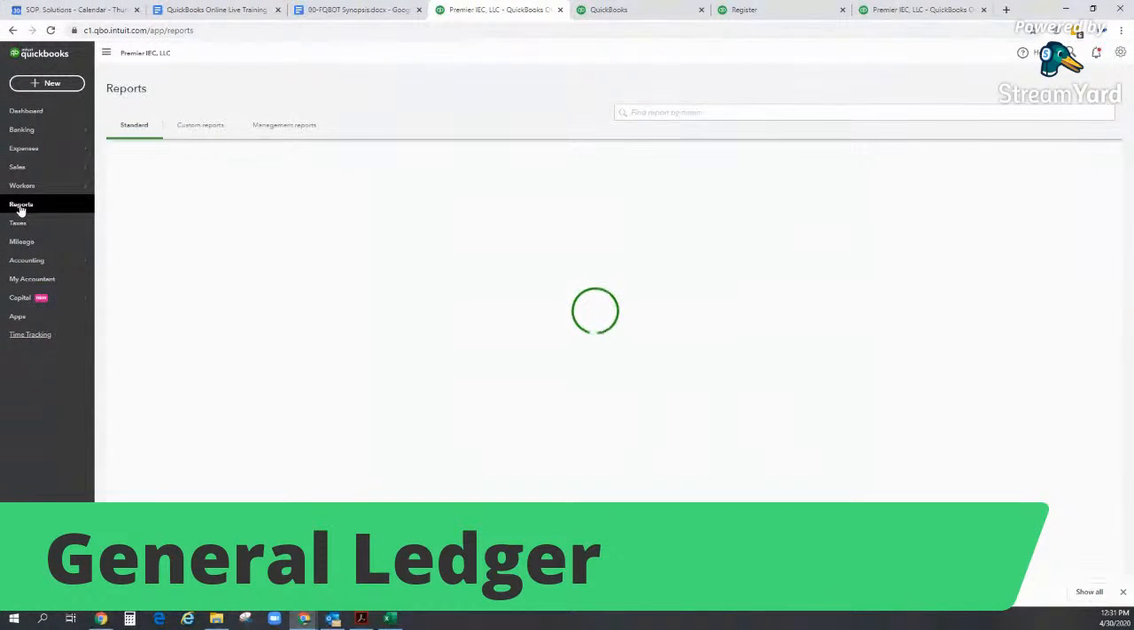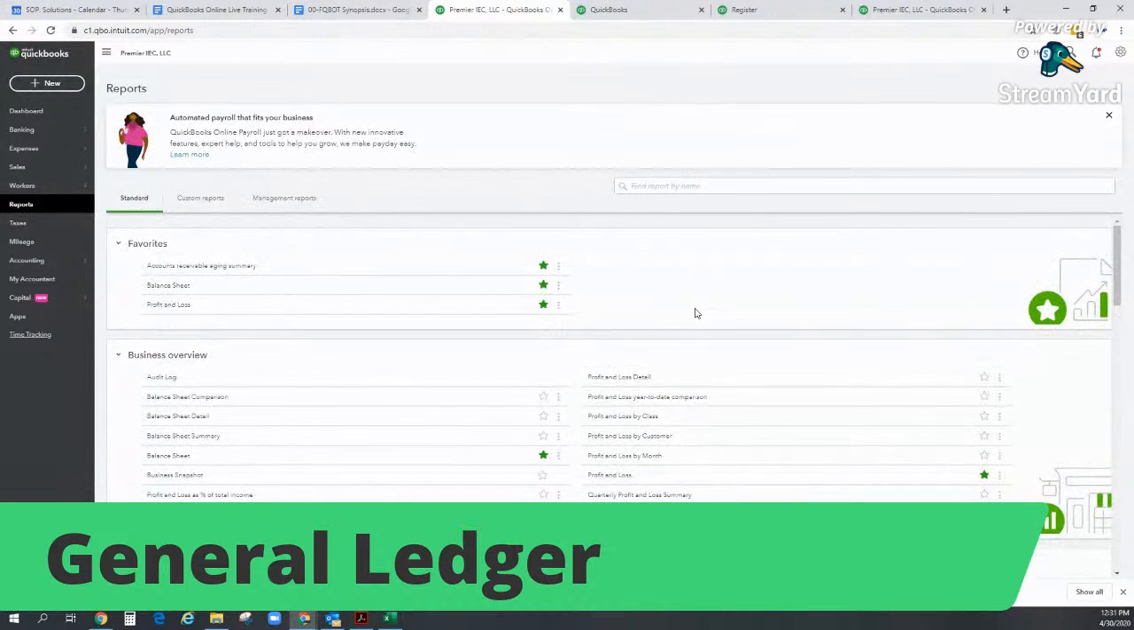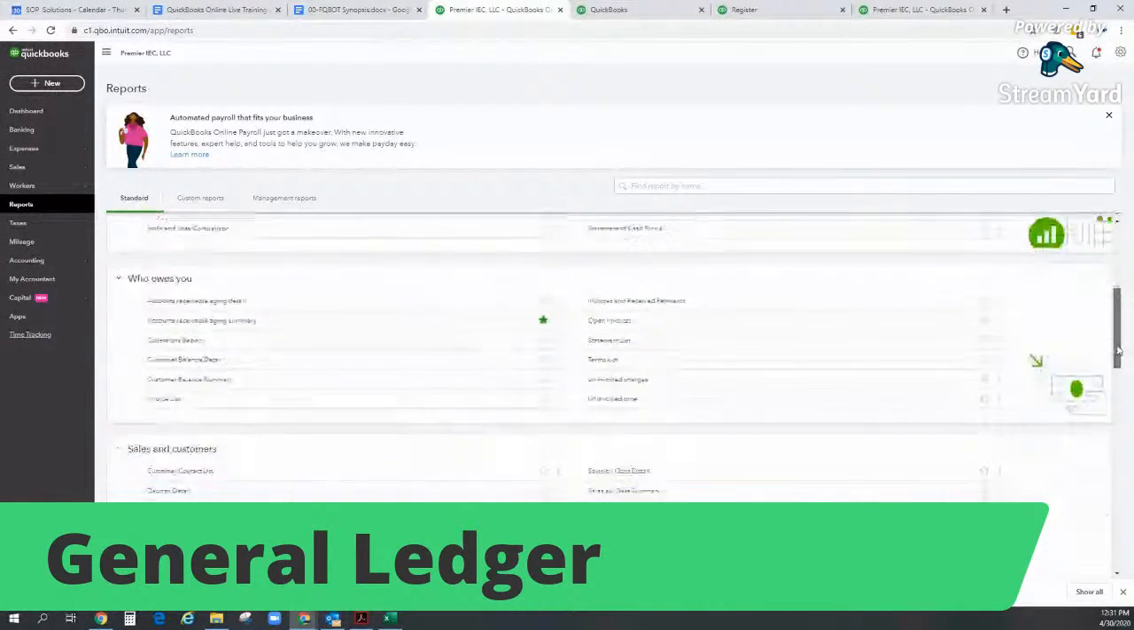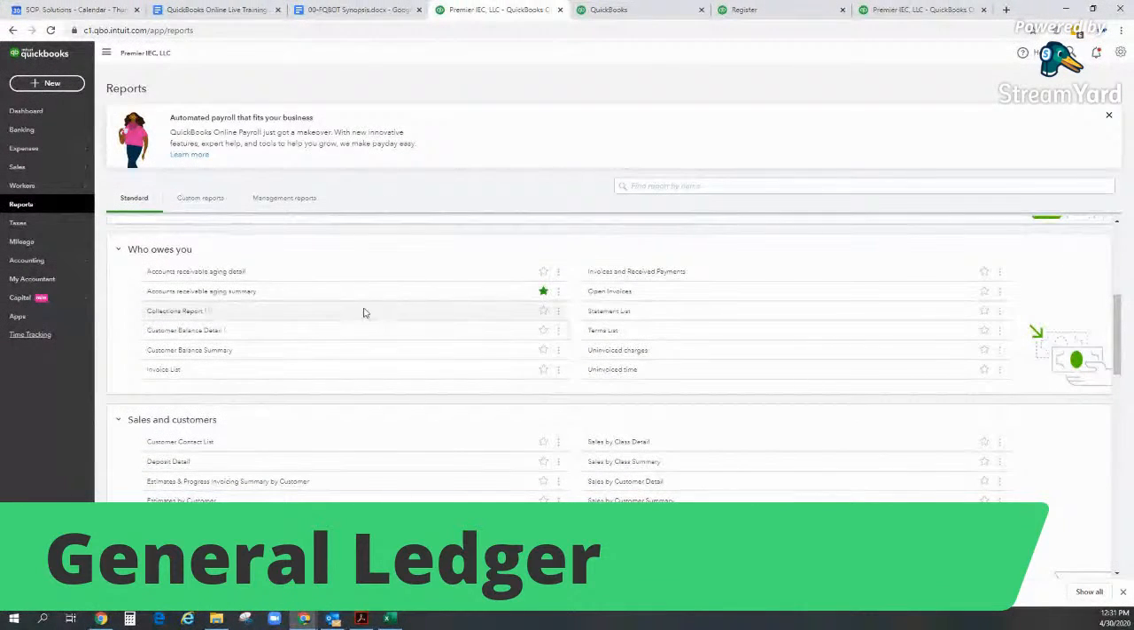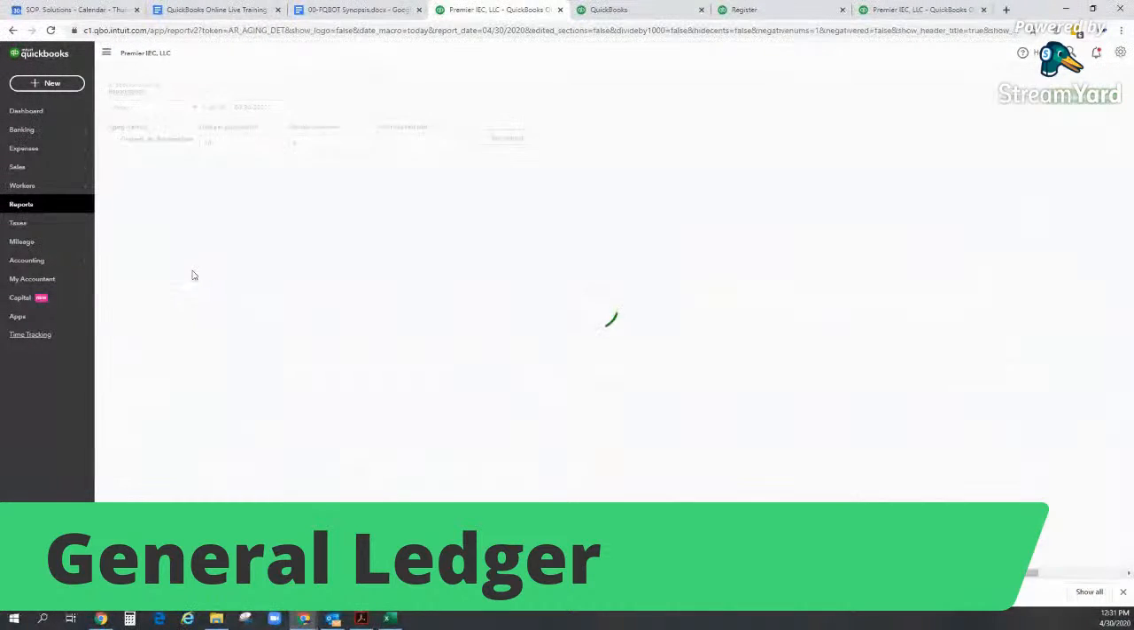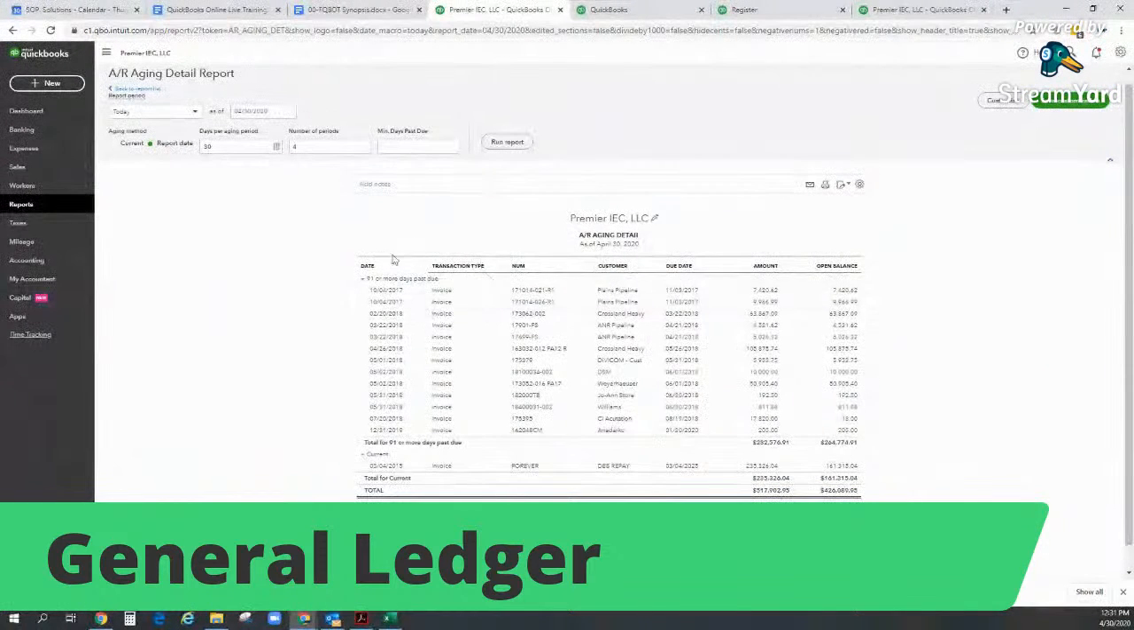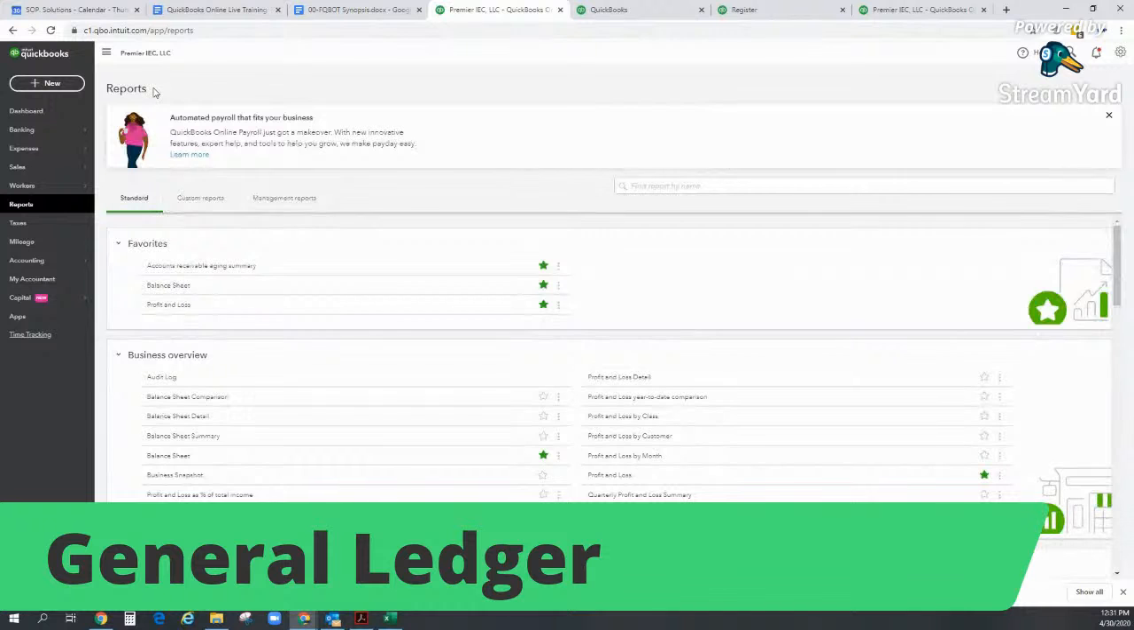But if you have invoices in your system and you're doing an accrual basis, you come here and it says who owes you. So I sent an invoice to someone and they need to pay me my money. This is the detail. It says these people were invoiced on this date. This is the invoice number, this is who the customer is, and this is how much they owe me.